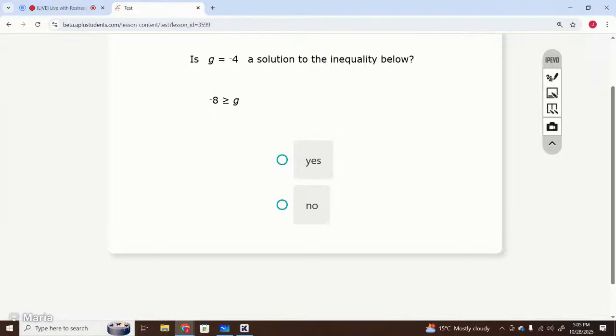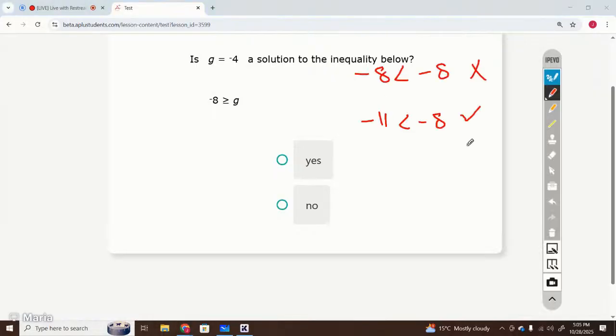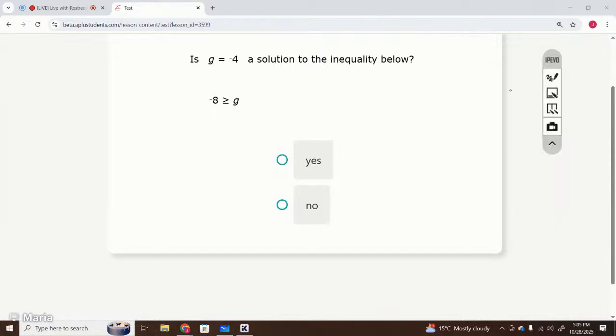Is G equals negative 4 a solution to the inequality below? Negative 8 is greater than or equal to G. Negative 8 is greater than negative 4. False it is. The correct option is no, because negative 8 is less than negative 4.